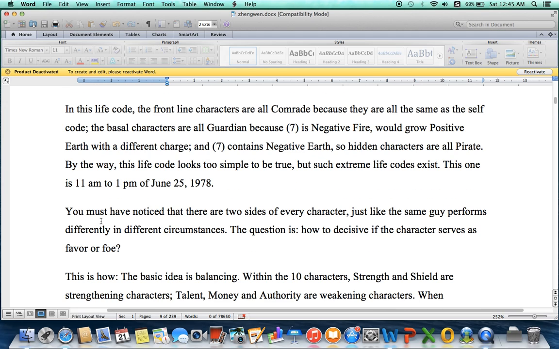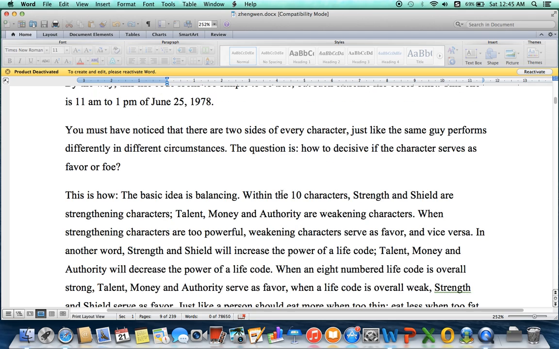And let's move on. You must have noticed that there are 2 sides to every character, just like a guy performs differently in different circumstances. The question is how to find out if the character serves as favor or foe. This is how. The basic idea is balancing. Within the 10 characters, strength and shield are the strengthening characters. Talent, money, and authority are weakening characters. When the strengthening characters are too powerful, weakening characters serve as favor, and vice versa.